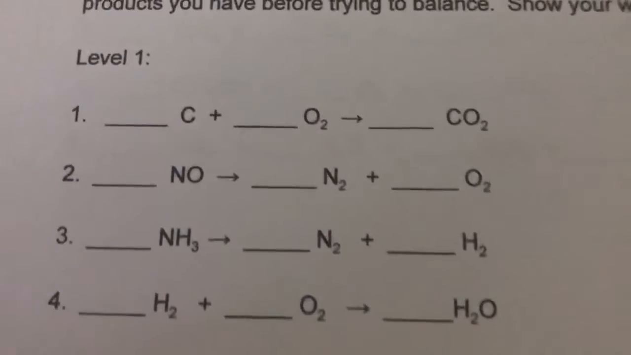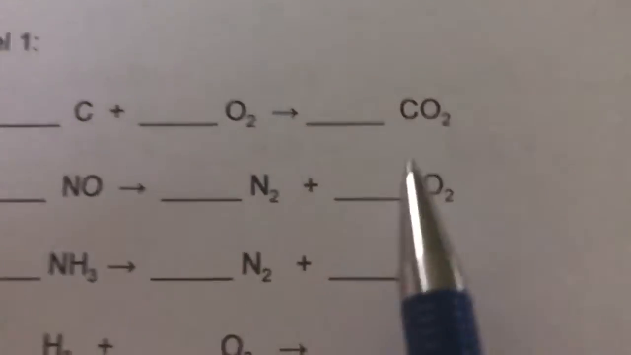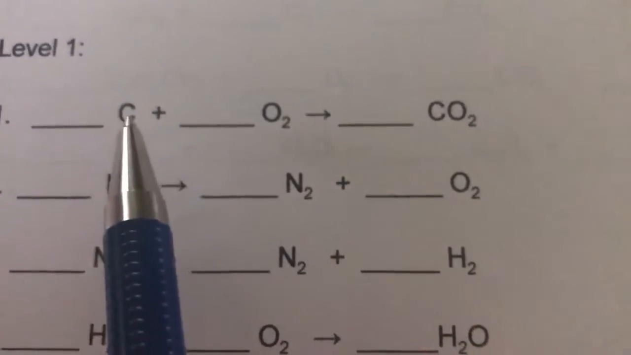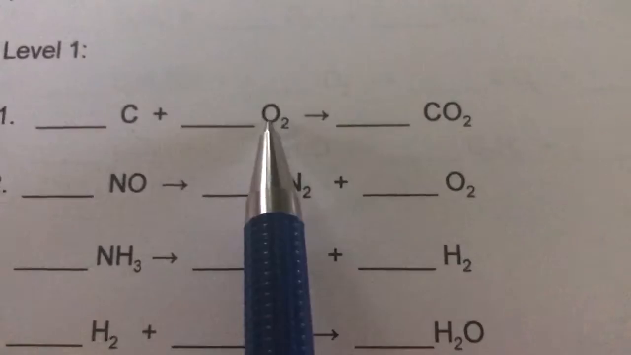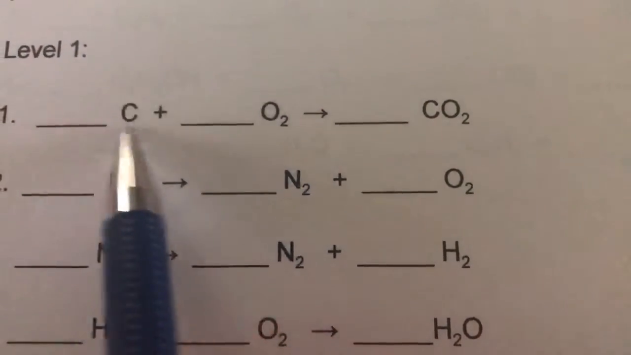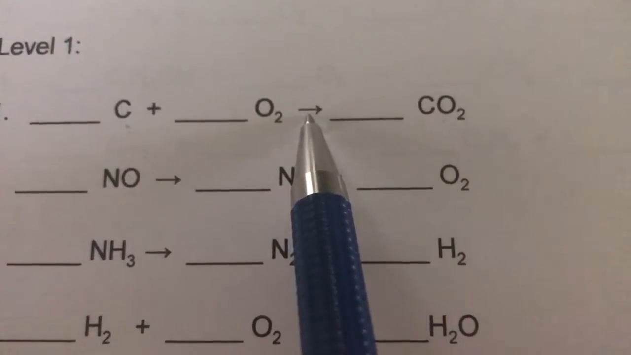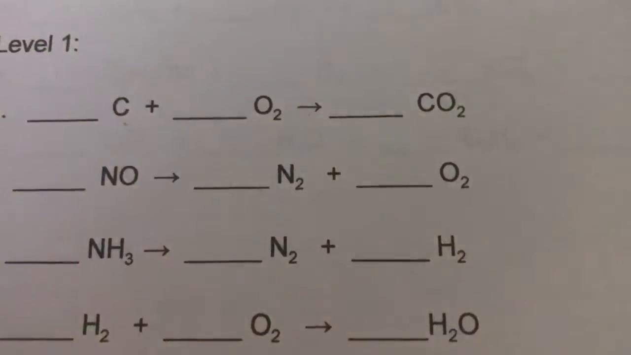So let's take a look at number 1 here. You have carbon plus oxygen producing carbon dioxide gas. And what we want to do is make sure that we have the same number of carbons on both sides and the same number of oxygens on both sides. Remember, this is the reactant side, and the reactant side must produce the same amount of carbons and oxygens on the product side.